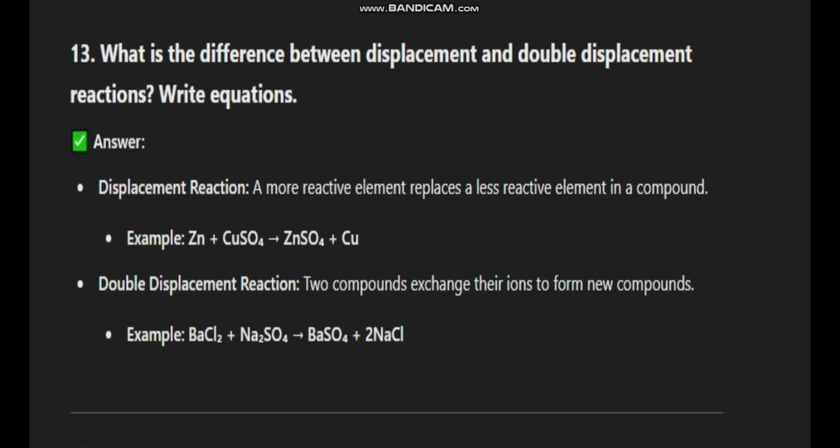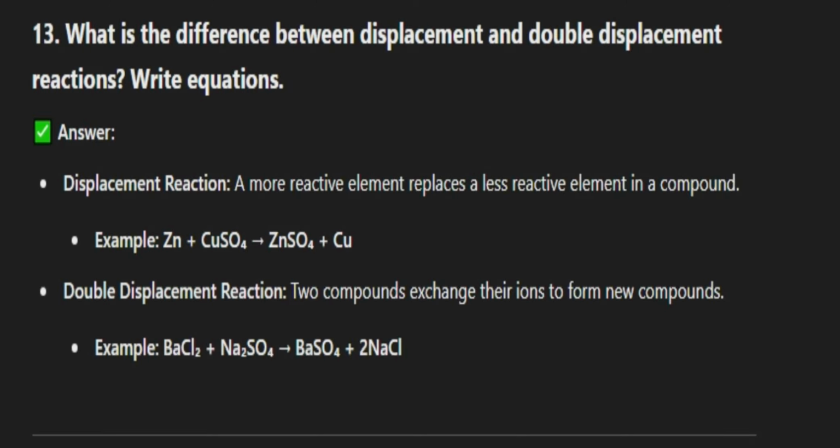13. What is the difference between displacement and double displacement reactions? Write equations. Answer: Displacement reaction, a more reactive element replaces a less reactive element in a compound. Example, Zn plus CuSO4 to ZnSO4 plus Cu. Double displacement reaction, two compounds exchange their ions to form new compounds. Example, BaCl2 plus Na2SO4 to BaSO4 plus 2NaCl.